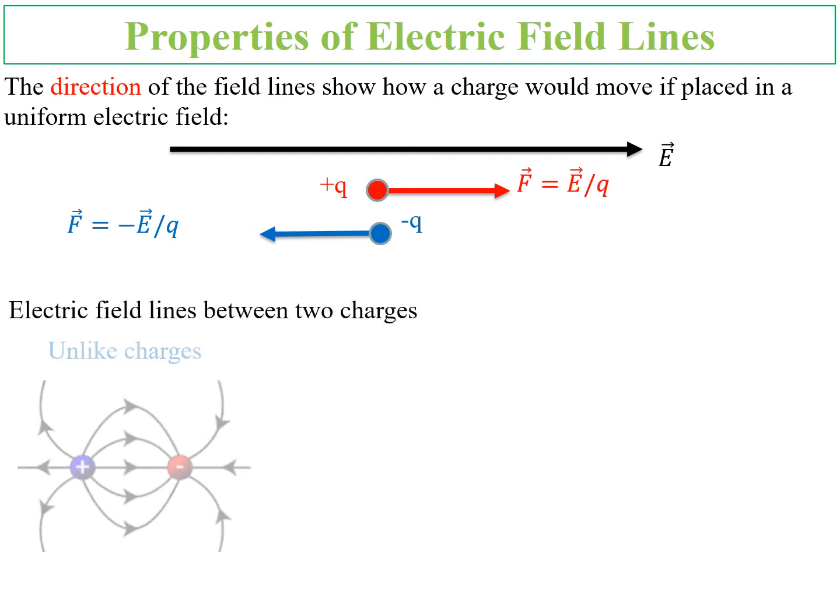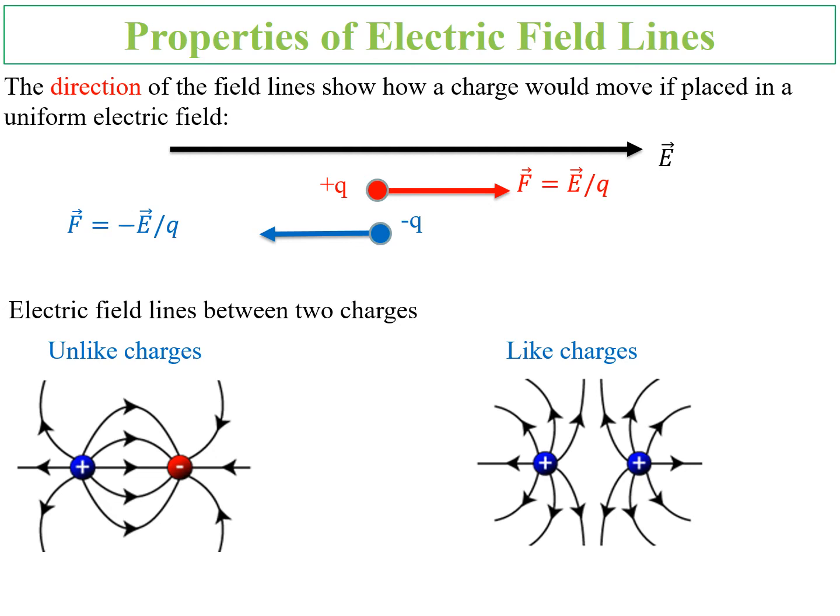Electric field lines between two charges. If we have a positive charge and a negative charge, then you should map the electric field lines. As you see, electric field lines originate from the positive charge and terminate on the negative charge. Okay, if we have like charges, now you see in the middle between the charges, you will see that there is a neutral region in which no electric field lines are crossing. Okay, so this is why we call this a neutral region.